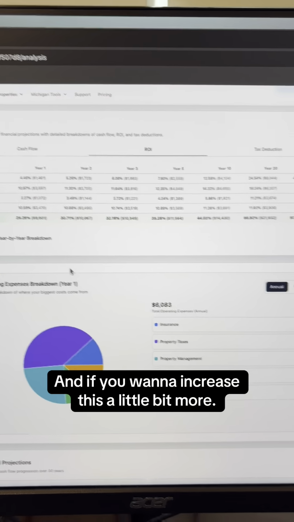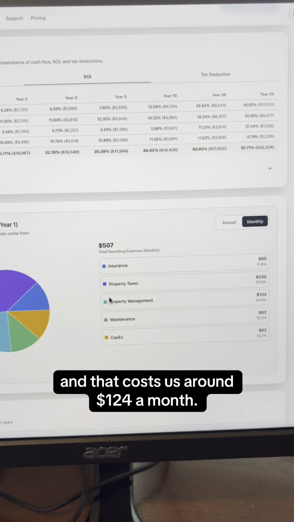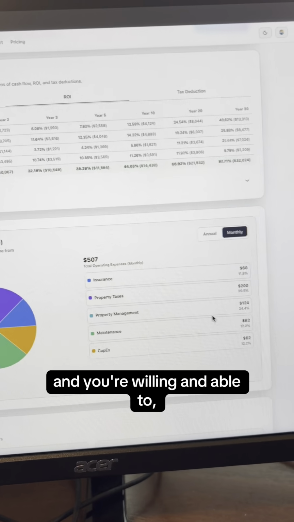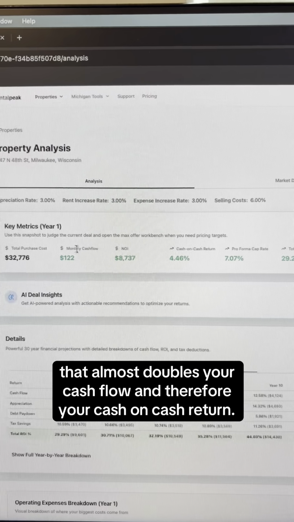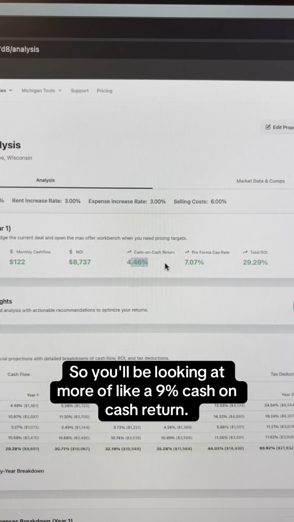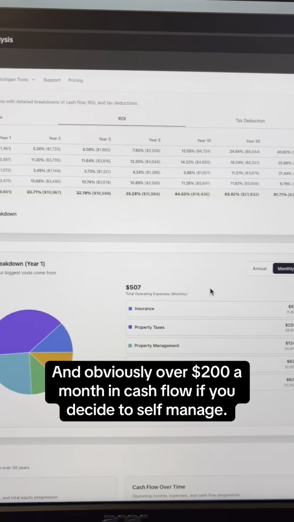And if you want to increase this a little bit more, I ran the numbers assuming we're going to have a property manager here, and that costs us around $124 a month. So if you decide to self-manage this and you're willing and able to, that almost doubles your cash flow and therefore your cash on cash return. So you'll be looking at more of like a 9% cash on cash return and obviously over $200 a month in cash flow if you decide to self-manage.